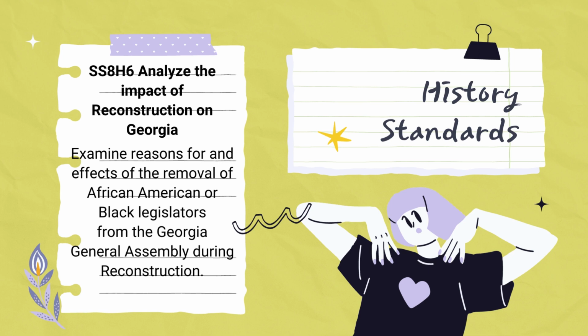Okay, now let's take a look at our history standards. So, in looking at H6 in Reconstruction, analyzing the impact of Reconstruction, students have the opportunity to examine reasons for and the effects of the removal of African American or Black legislators from the Georgia General Assembly during Reconstruction. So, if I were to put these two side by side, there are some commonalities that I see, even if all I do is look at the words Georgia General Assembly and legislators in both of those standards. So I feel like there is an opportunity for us to combine them.